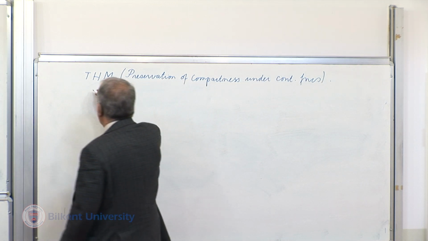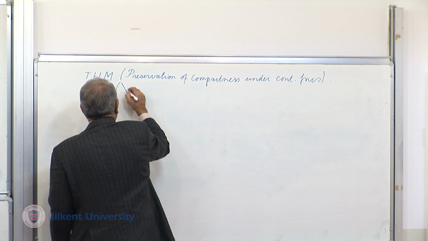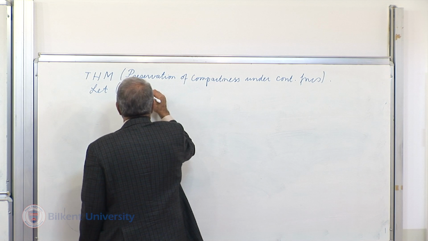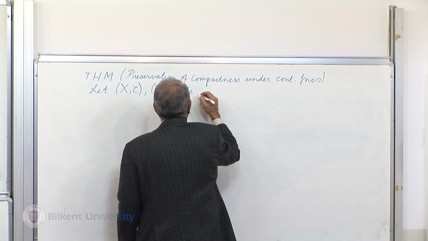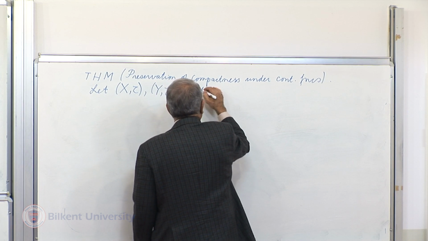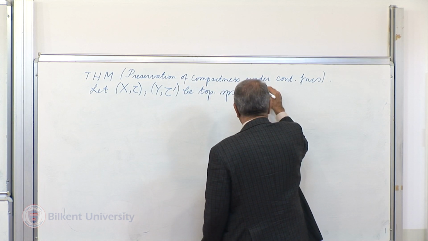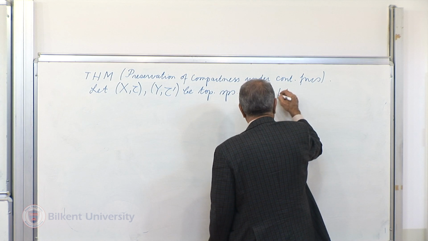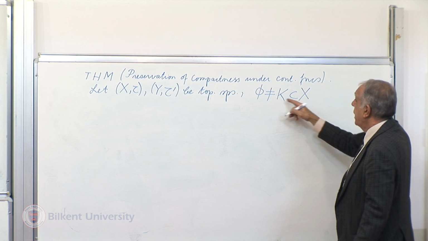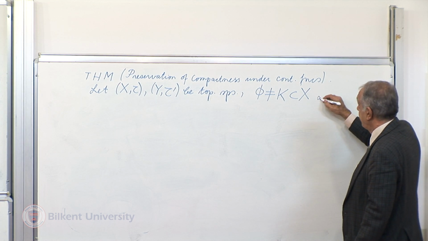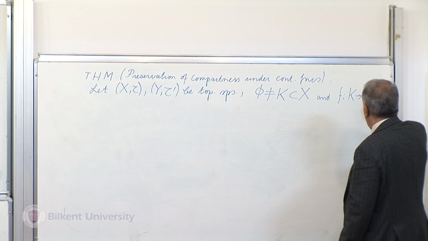So here again we need two topological spaces. Let (X, tau) and (Y, tau prime) be topological spaces, K a non-empty subset of X, and f on K into Y a function.